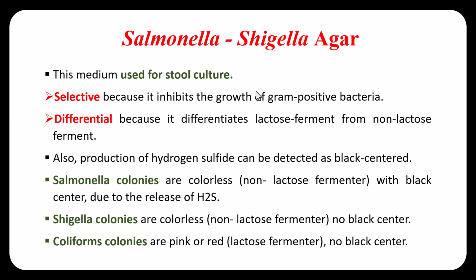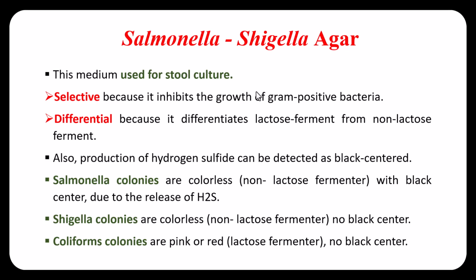Another selective and differential media is Salmonella Shigella agar, which is mainly used for stool culture for identification of Salmonella and Shigella. It is selective as it inhibits growth of the gram-positive, allowing growth of the gram-negative. Differential, because it contains lactose. It can differentiate the lactose fermenter from the non-lactose fermenter bacteria. In this type of media, we can also detect the production of hydrogen sulfide, which is detected as a black center.